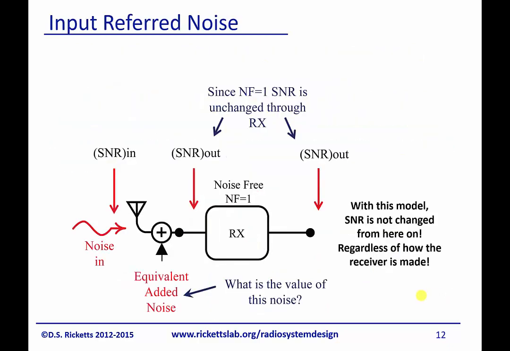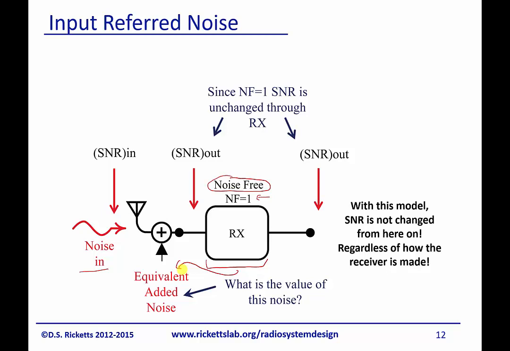And so what we do is a concept called input referred noise. We have a certain noise in, and we're going to assume that we have a noise-free receiver. And in case you're wondering, this NF here stands for noise figure. A noise figure of 1 means that we are noise-free. We're going to talk about noise figure a lot more later in the modules. What we do is we take the noise that would be generated in the receiver and we put it at the beginning, and we call it the equivalent added noise.